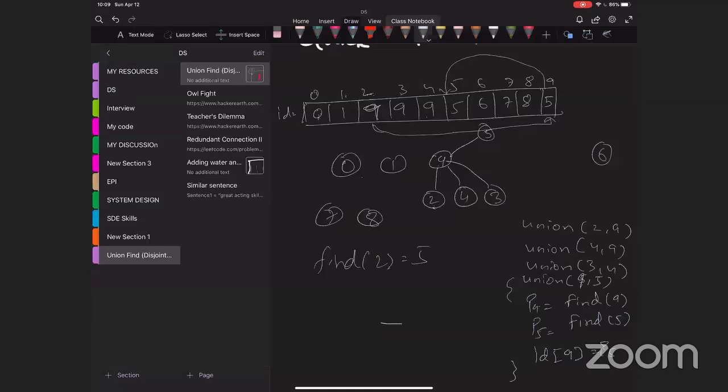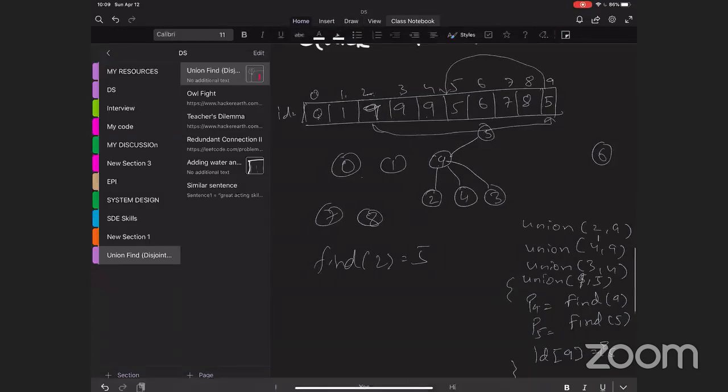So the complexity is going to be the height of this tree. Now find is still returning your ID, so there's no direct relationship, but when we ask find of 2, 4, 3, 9, and 5, all of them are always going to return 5. In the union, there are two parameters, and the first parameter is always smaller than the second one.